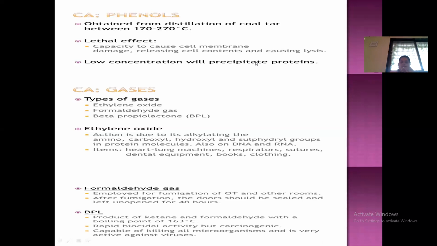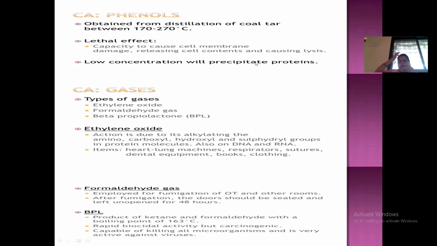Where is it used? It is used in the heart lung machine, respirator, or sutures when we are operating or doing surgeries. There we need ethylene oxide for sterilizing purposes: in the heart lung machine, the respirator, and even in sutures, ligatures and dental equipment. You must have studied sutures and ligatures in pharmaceutics.